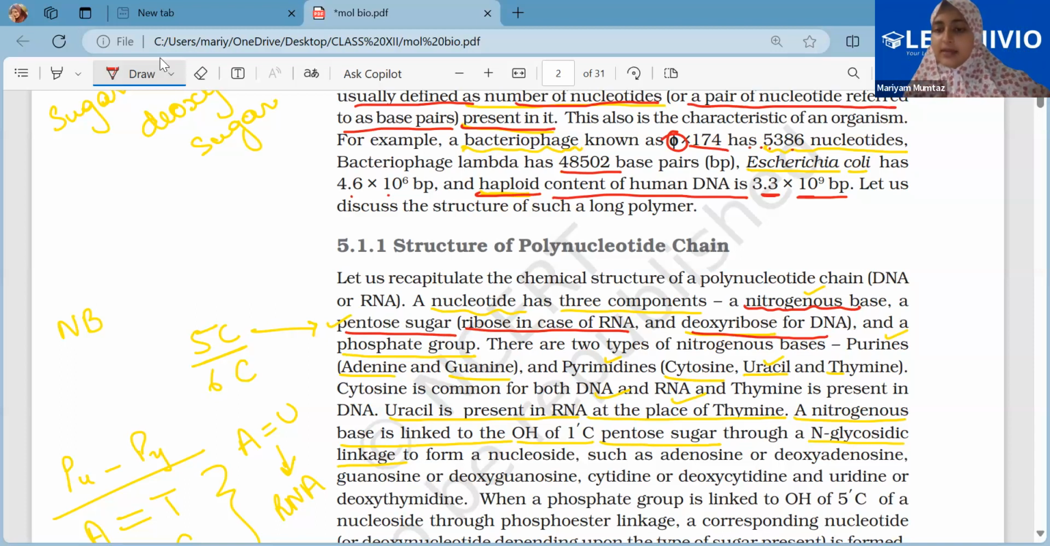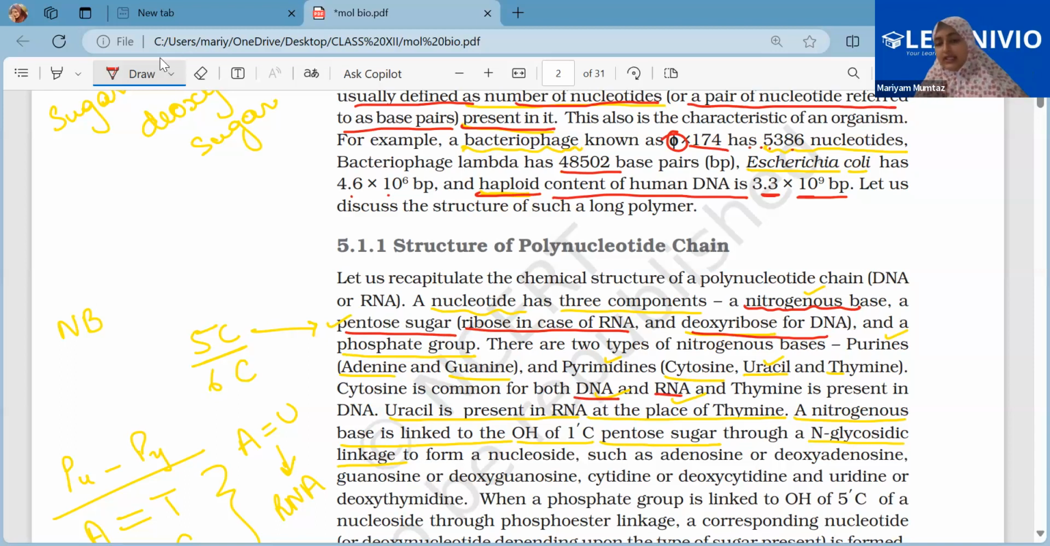Now, there are two types of nitrogenous bases, that is purine, which is adenine and guanine, and then there is pyrimidine, that is cytosine, uracil, and thymine. Now, cytosine is common for both DNA and RNA, and thymine is present only in DNA.